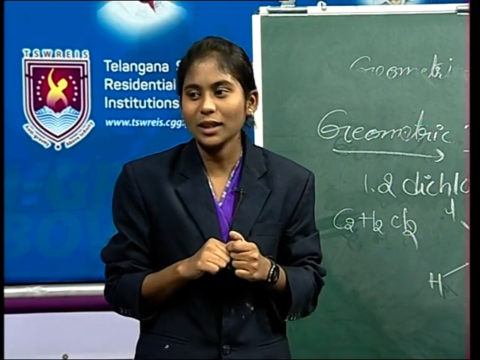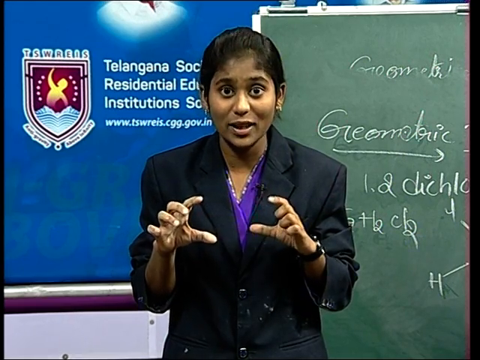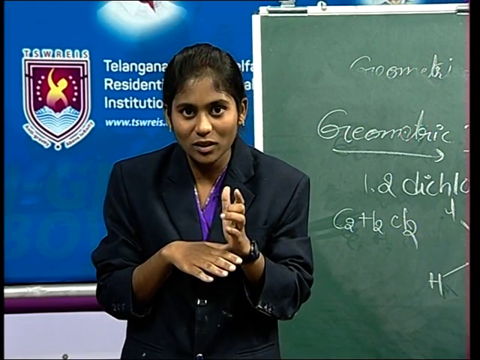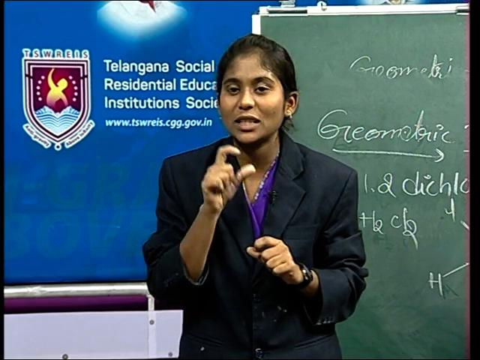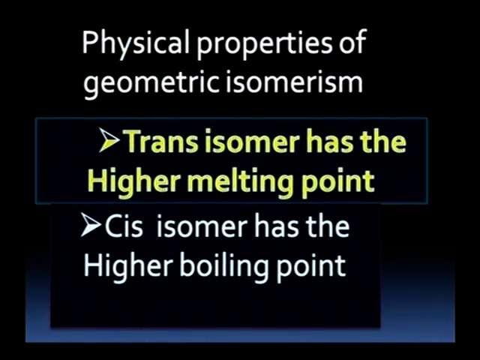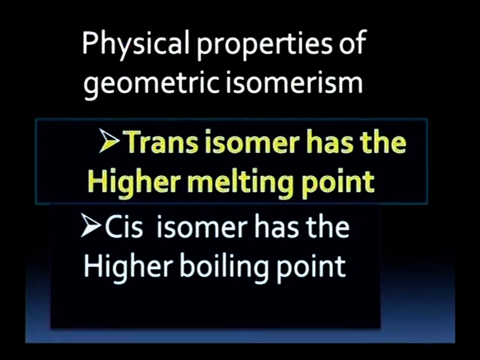Okay friends, the opposite side is called cis and the same side is called trans. So this is the physical property of geometrical isomerism: trans isomers have the higher melting point, so automatically the boiling point is lower. Cis isomers have the higher boiling point, which means automatically the melting point is lower. So these are the physical properties.